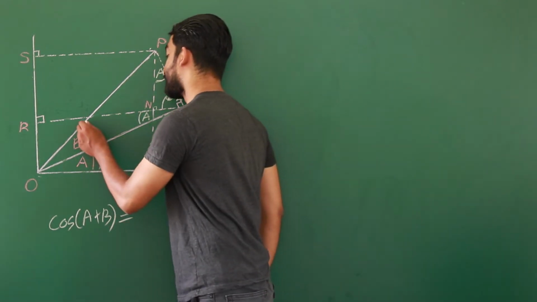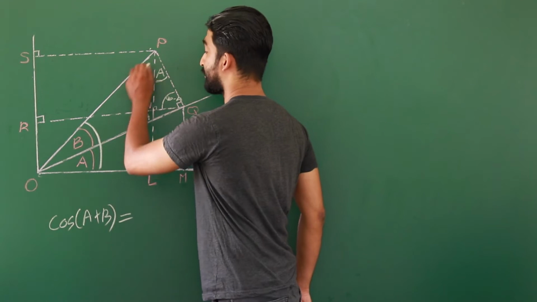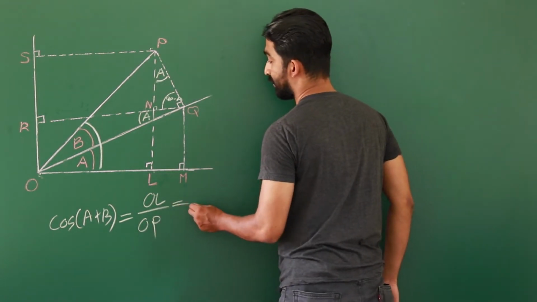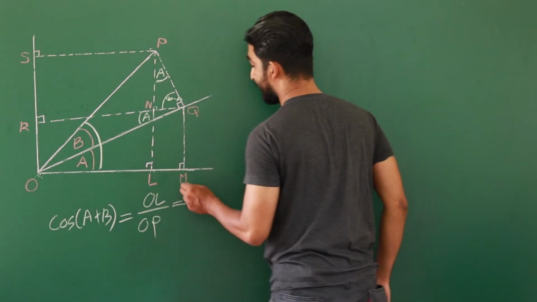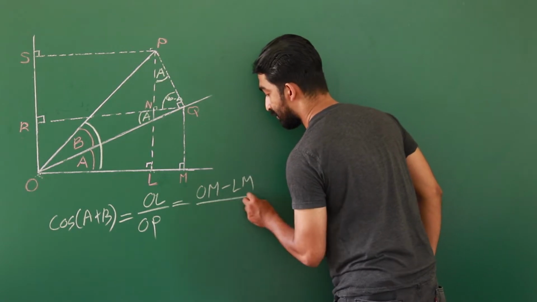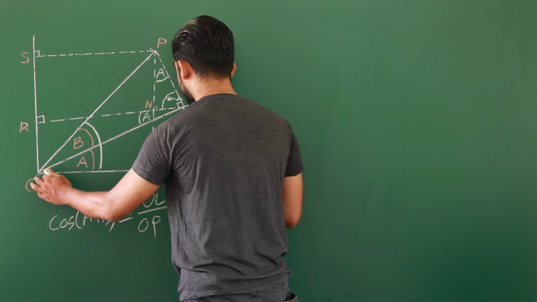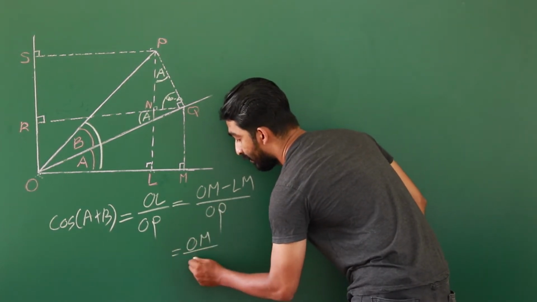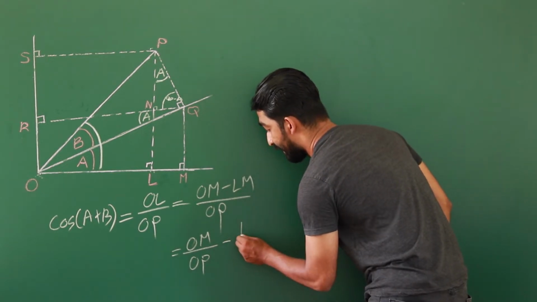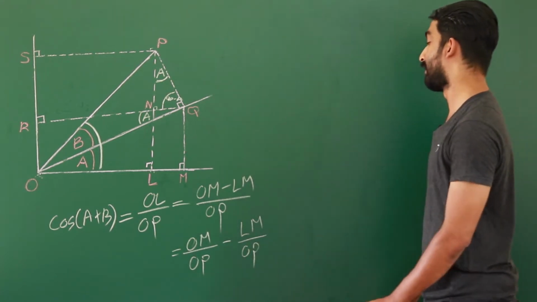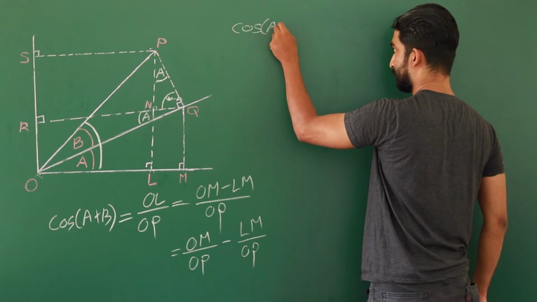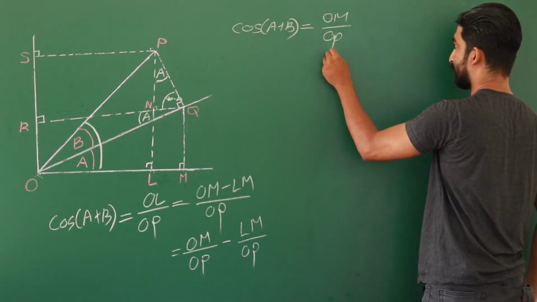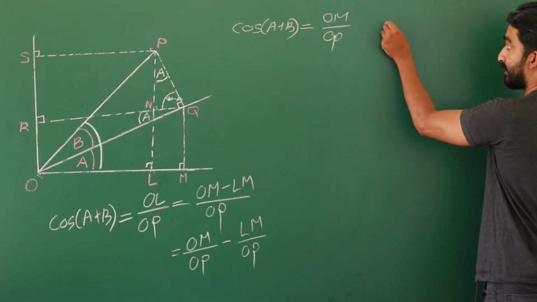Now cos A plus B, which means this angle, will be adjacent side over hypotenuse, which is OL over OP. Now what is OL? We can write OL as OM minus LM. Now we write these separately, so it is OM over OP minus LM over OP. So cos A plus B is OM over OP, and minus LM.